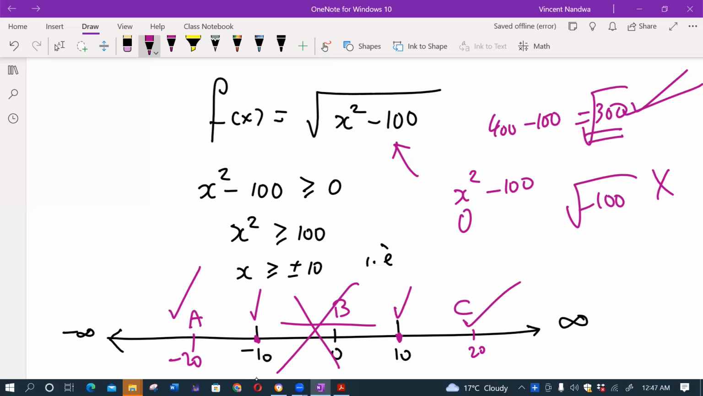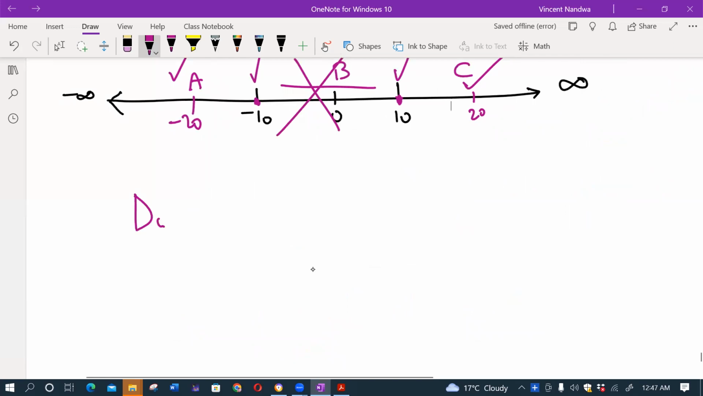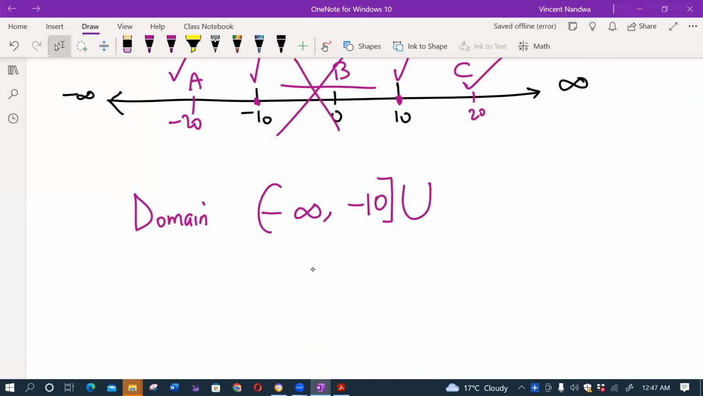Which means the values of x that make this function defined are values from minus infinity to minus 10, together with values from 10 to positive infinity. The only values which do not apply are those from minus 10 to 10, excluding the extremes. So therefore, the domain will be minus infinity to minus 10, union 10 to positive infinity.